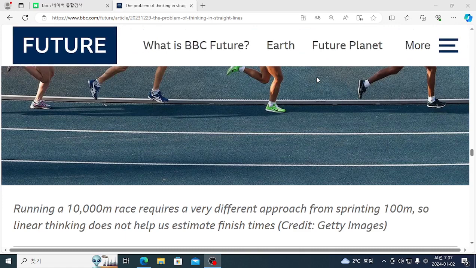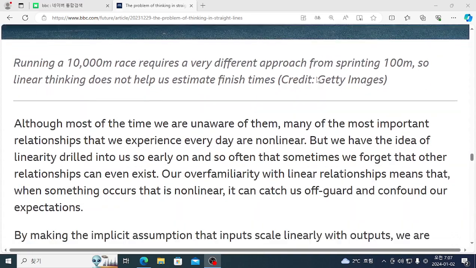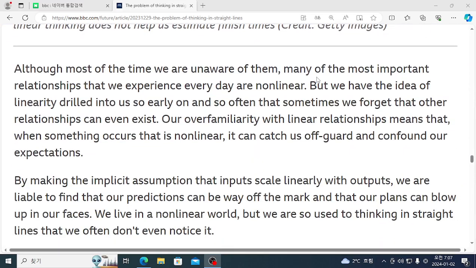Running a 10,000-meter race requires a very different approach from sprinting 100 meters. So linear thinking does not help us estimate finish times, although most of the time we are unaware of it. Many of the most important relationships that we experience every day are non-linear, but we have the idea of linearity drilled into us so early on, and so often, that sometimes we forget that other relationships can even exist.